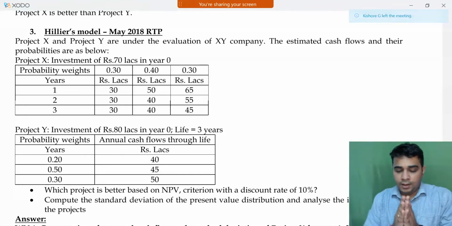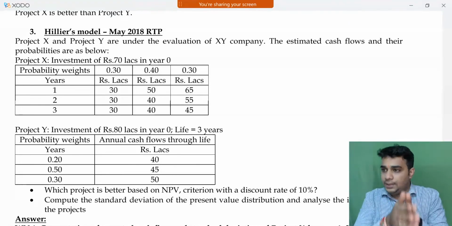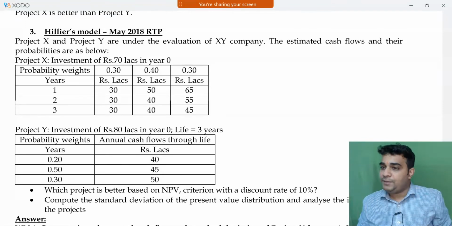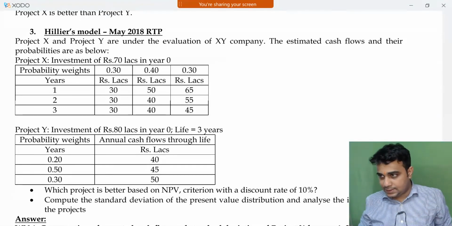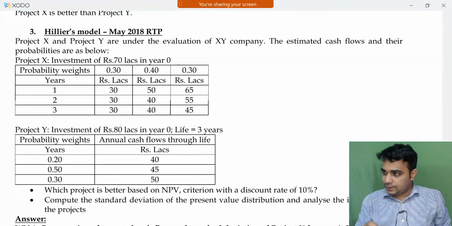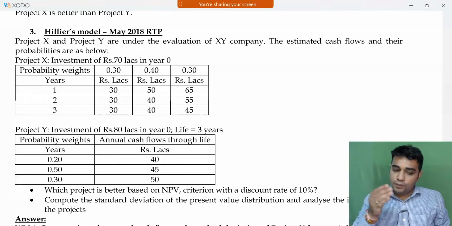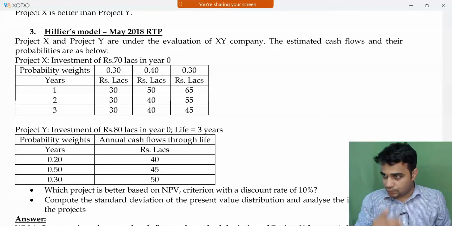Okay, if I compare this with the earlier question, NPV was given to you. They gave you 3 different NPVs and then you calculated the answer. In this question they have given the cash flows, not the NPV. So how do we go about solving these types of problems is what you're going to understand.